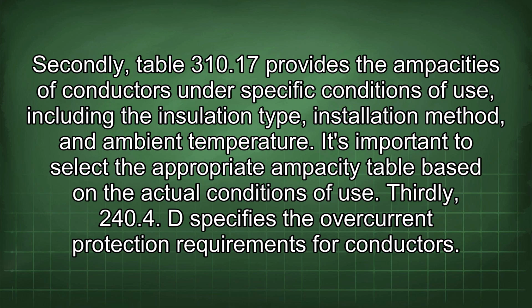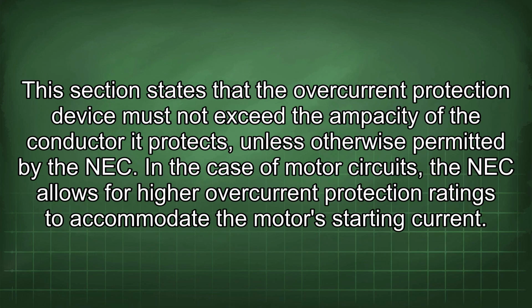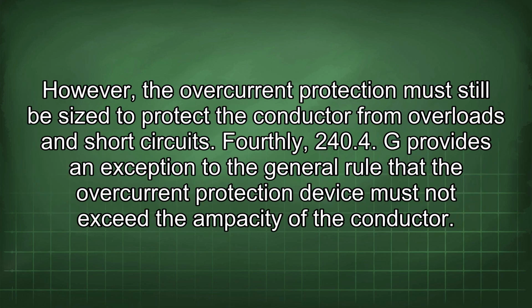Thirdly, 240.4 specifies the overcurrent protection requirements for conductors. This section states that the overcurrent protection device must not exceed the ampacity of the conductor it protects, unless otherwise permitted by the NEC. In the case of motor circuits, the NEC allows for higher overcurrent protection ratings to accommodate the motor's starting current. However, the overcurrent protection must still be sized to protect the conductor from overloads and short circuits.